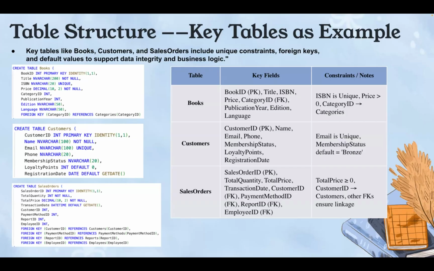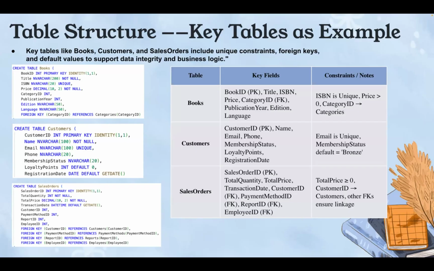And sales orders record quantity and the total price and link to customers, employees, payment method, and reports using foreign keys. To support this main table, we use join tables like book authors, book sales orders, and book suppliers to form many-to-many relationships. We also include supporting tables such as authors, categories, and employees, and business-focused tables like inventory, book reviews, and reorder alerts, which handle stock, reviews, and inventory alerts.